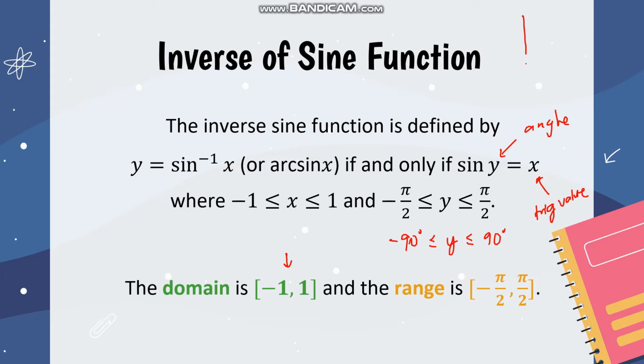So if we are going to draw a Cartesian plane, this is where pi over 2 is, and this is where negative pi over 2.